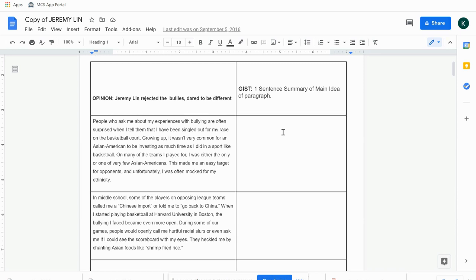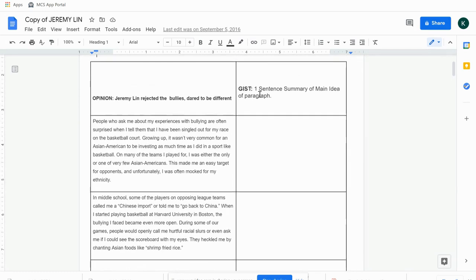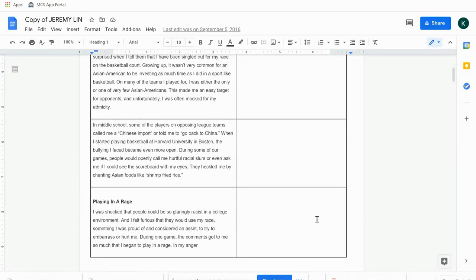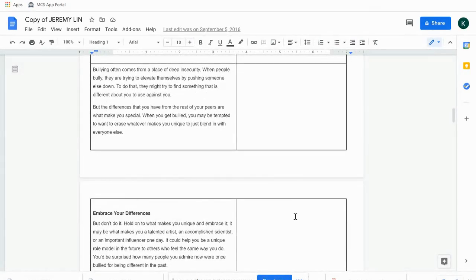So here we are. This was the title, and then here was the first paragraph. And as you see where my mouse is going, what I want them to do after they read each one of those paragraphs is give me the gist. What is the main idea of just this particular paragraph? That's all I want to know. Then we go to the next paragraph. Give me the gist. The next paragraph, give me the gist, and so on until you are done with the entire article.